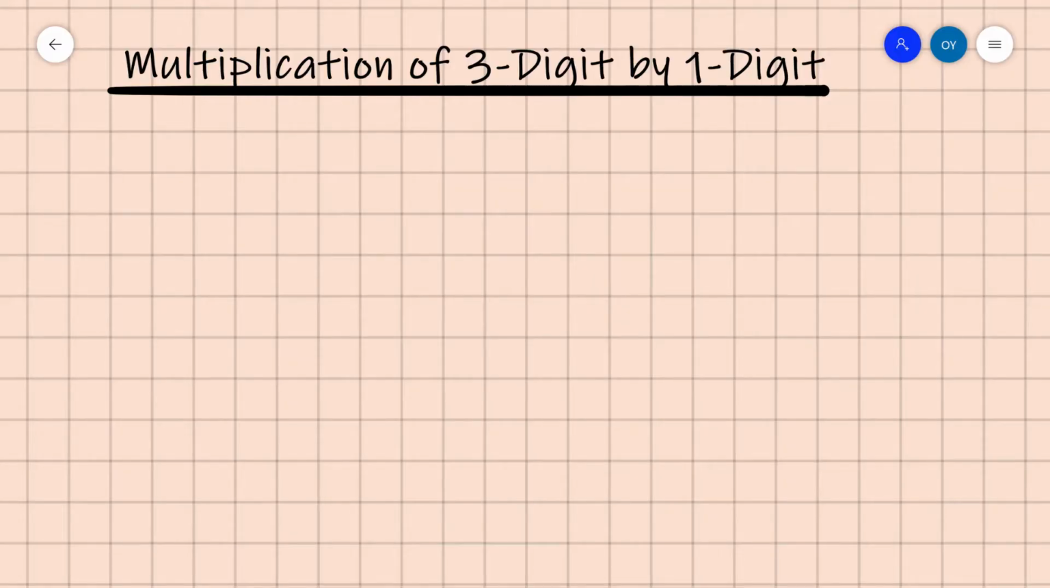The topic today is multiplication of 3-digit by 1-digit number. Please feel free to download the multiplication chart in the description box.